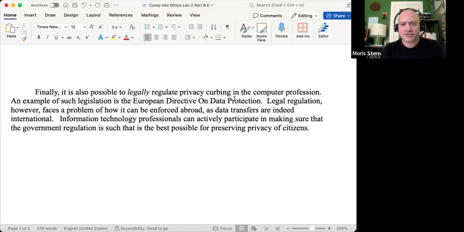Finally, it is also possible to legally regulate privacy curbing in the computer profession. An example of such legislation is the European Directive on Data Protection. Legal regulation, however, faces a problem of how it can be enforced abroad, as data transfers are indeed international. Information technology professionals can actively participate in making sure that the government regulation is such that is the best possible for preserving privacy of citizens.